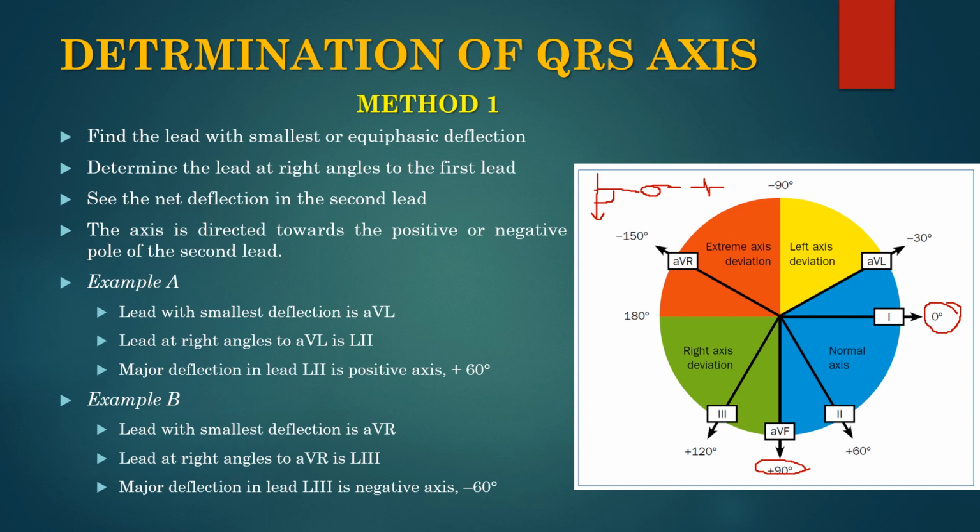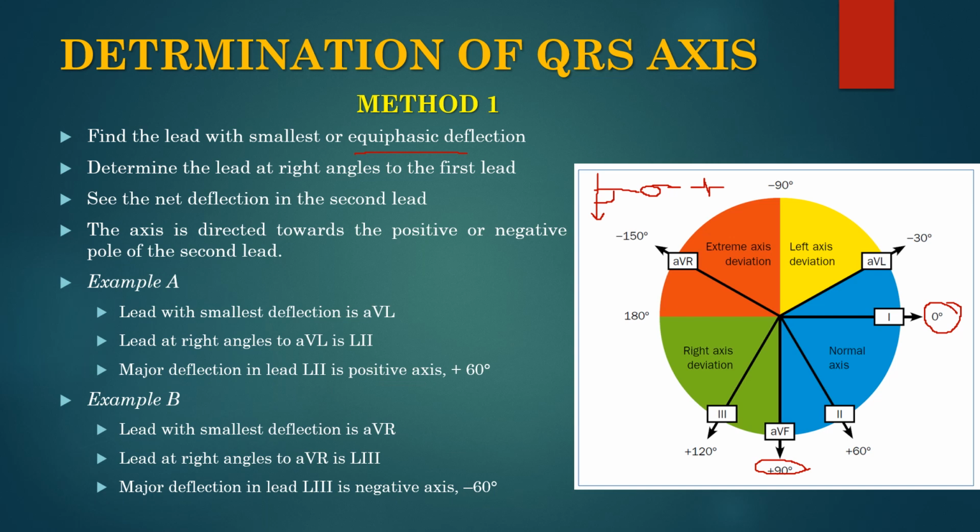We have to find the lead with the smallest or equiphasic deflection, this equal negative and positive deflection, or the most equiphasic, where the positive and negative deflections are nearly equal. We will view the QRS complex, where the positive R wave and S wave are equal, in the 6 leads we have discussed previously. In those leads, we will find which lead has equiphasic deflection or minimum net deflection.